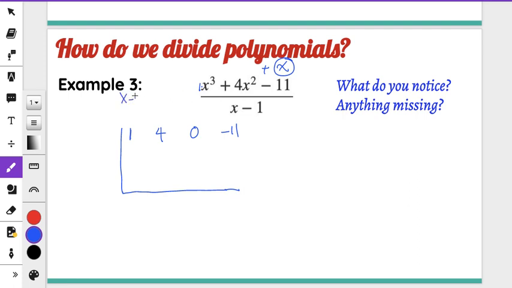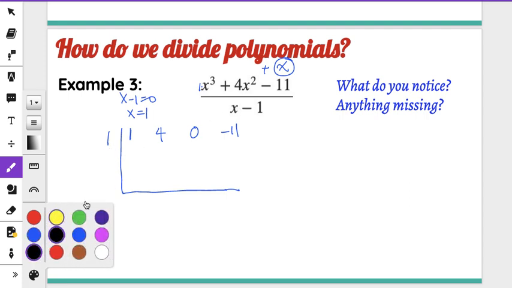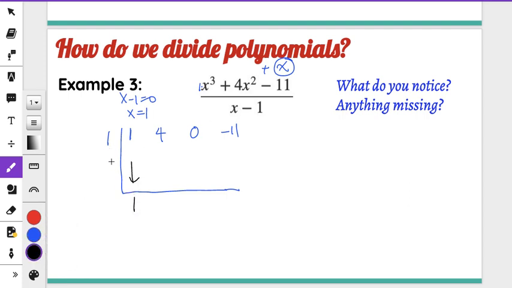So next, I know x equal to 1 makes it 0. So the 1 is like a reverse number I put outside. So I'm going to continue the process here. I copy down 1. Then 1 times 1 is 1. I add this to 4, which is 5. And then 1 times 5 is 5. I add them, which is 5. Continue, 1 times 5 is 5. Then add them again, so it's -6. So as you can see here, the remainder is -6.